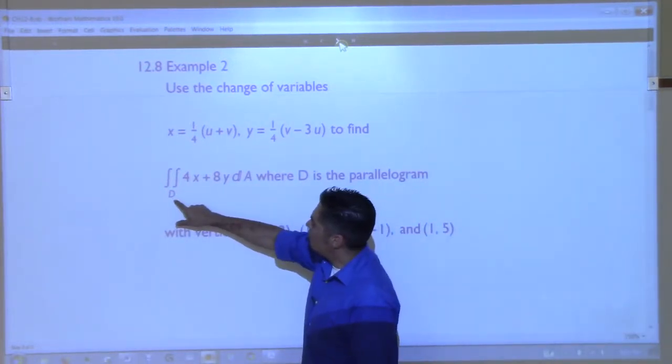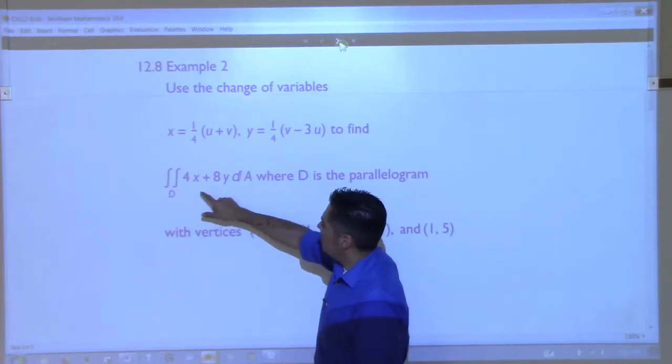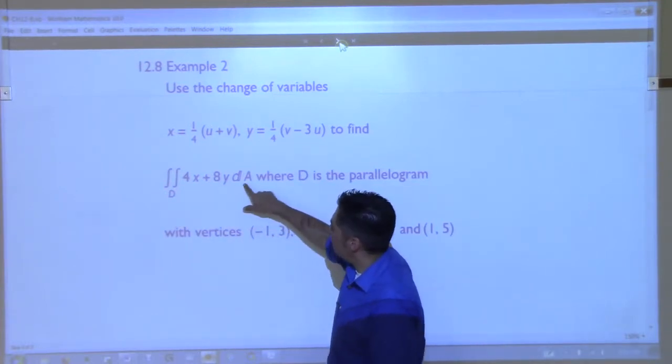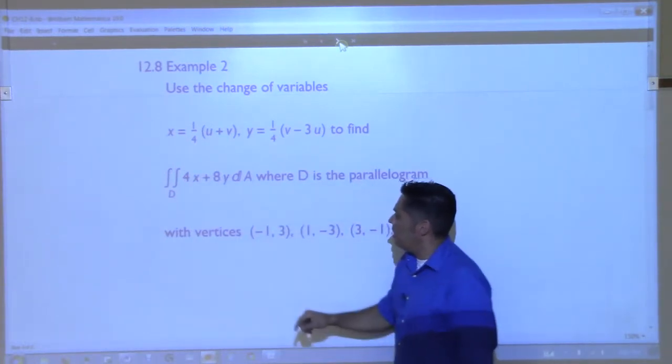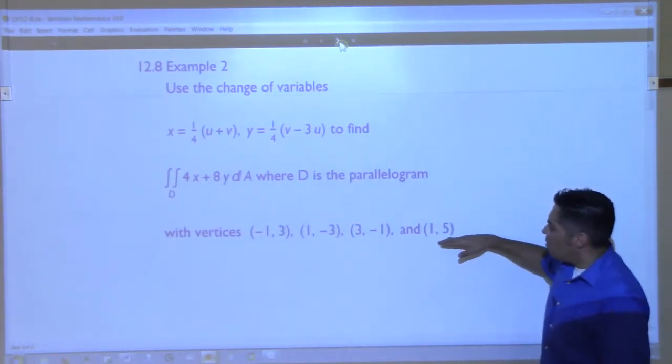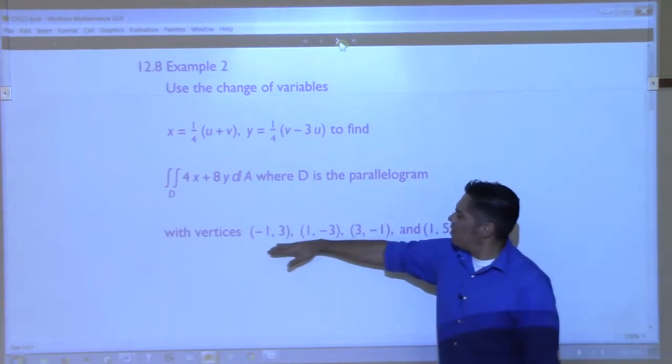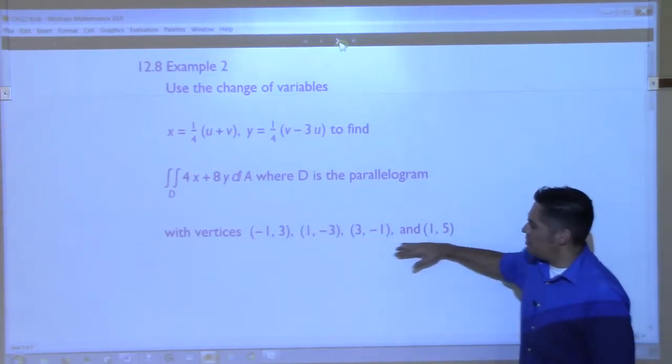We have this double integral over this region D. We're trying to integrate 4x plus y with respect to area. So this is like a surface, and we're trying to integrate it over this parallelogram that has these vertices.